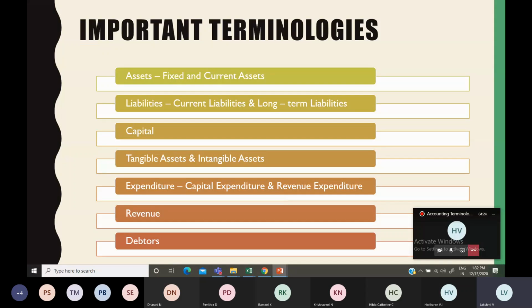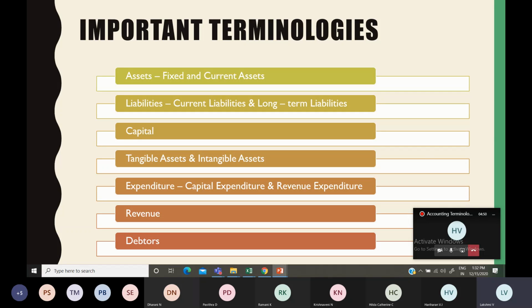Important accounting terminologies. For preparing your books of accounts, right from your journal, ledger, and even the financial statements, balance sheet, everything, you must know what is meant by that terminology. Then only you can come to know where we have to post or where we have to bring it over. So in this session, we are going to discuss that first.